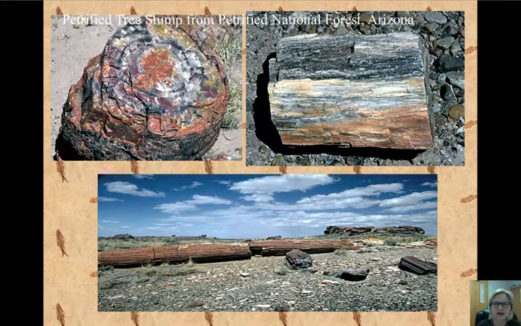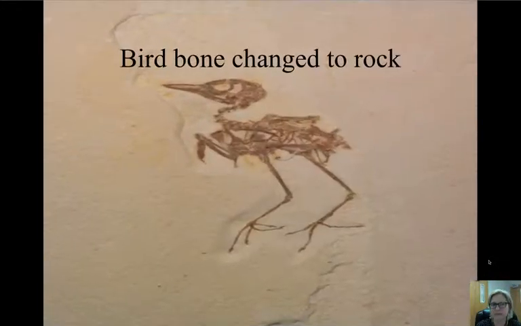It's kind of hard to see, but these are also petrified tree trunks, and they've been replaced here by different kinds of minerals, and these are solid rock now. They used to be wood. Here's bird bone that's been changed to rock. You'll be actually seeing some fish fossils like this, and you'll be putting together puzzles of them. This is a little baby bird fossilized in a rock.